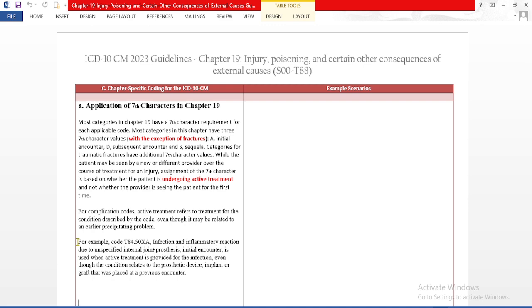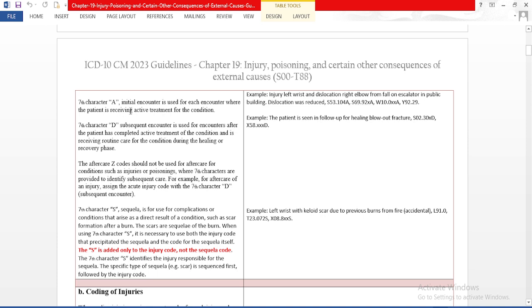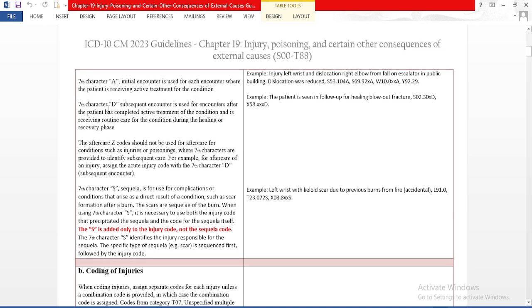For the infection, usually seventh character A, initial encounter, is used for each encounter where the patient is receiving active treatment for the condition. So active treatment means for the first time the patient is seeing the physician and the patient will undergo the treatment. So what is seventh character D? Seventh character D, subsequent encounter, is used for encounters after the patient has completed active treatment of the condition and is receiving routine care for the condition during the healing or recovery phase.